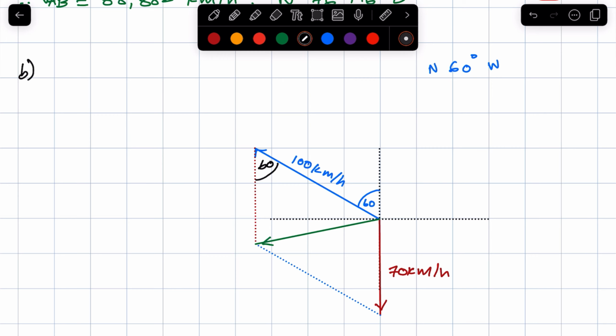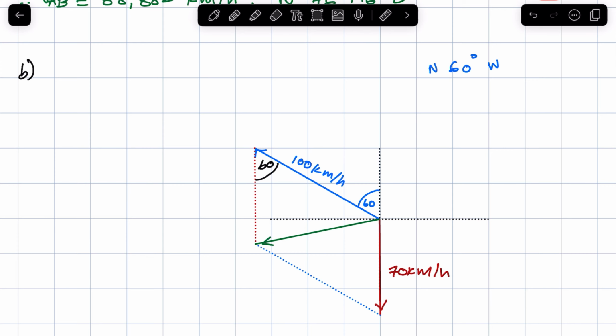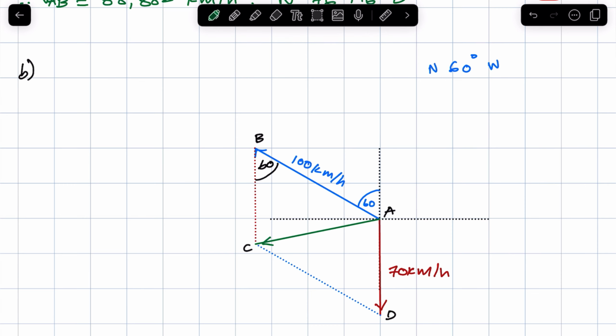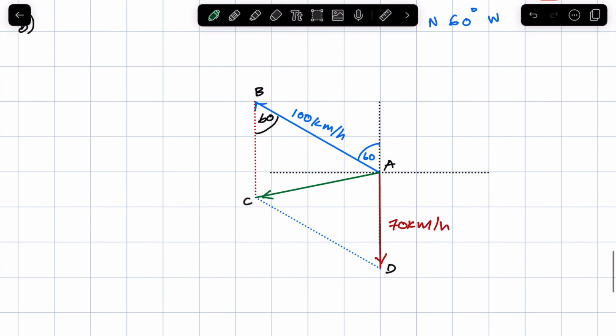Now we can label our triangle. Like I said, when using the parallelogram method, I always like to label the parallelogram once it's complete. So you have A here, B, C, and you can call it D. Again, the angle we have is the included angle, so we can use the cosine rule using the triangle ABC.